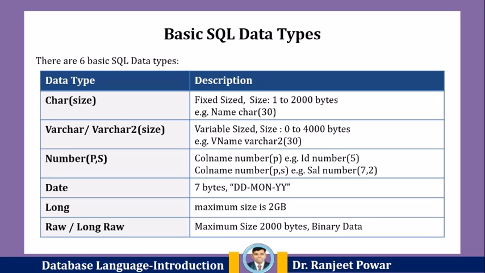The last type is the raw data type. The raw data type is used to store byte oriented data like binary data, and the maximum size is 2000 bytes. Raw data type can be indexed. The long raw data type is used to store binary data of variable length which can have a maximum size of 2 GB, but this cannot be indexed.